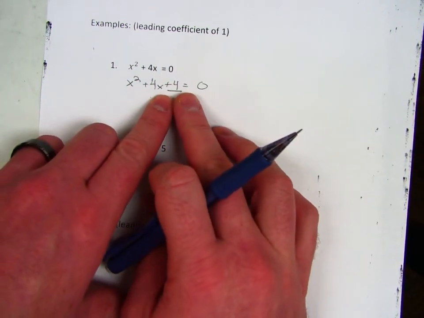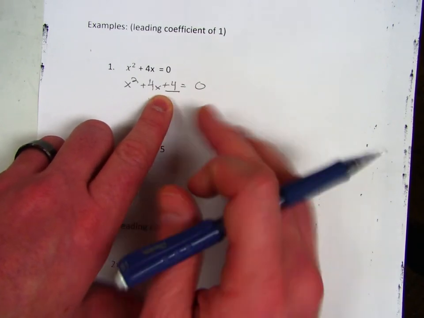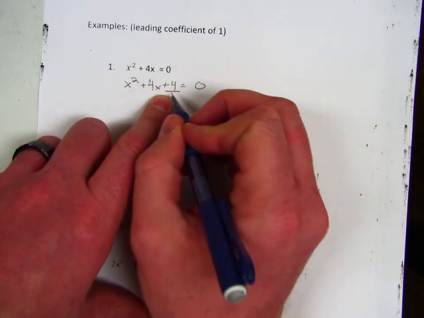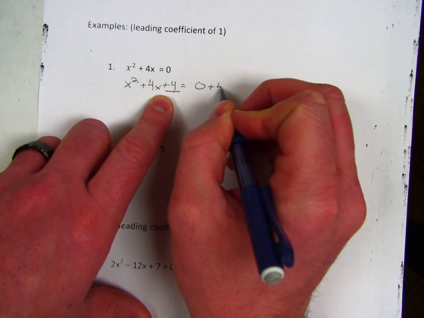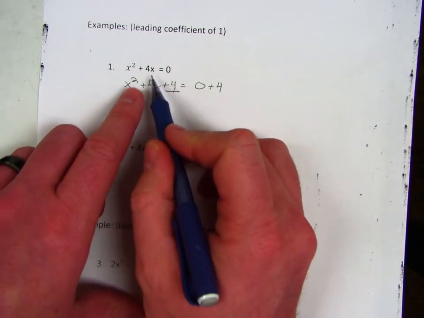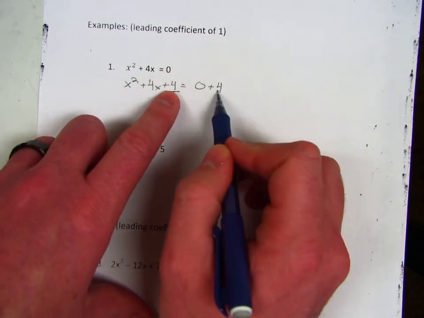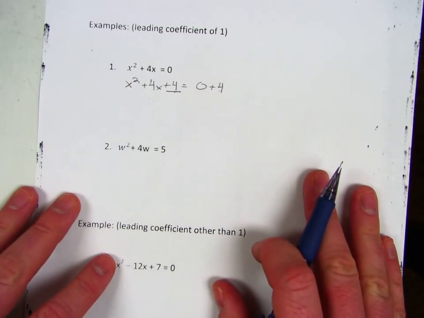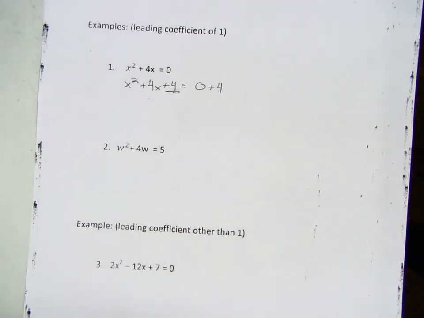Now, we can't just add random numbers to an equation and expect it not to change the value. But I can do anything to one side as long as I also do it to the other. So I found that my c value is 4, so I added it to both sides, and I've still got a good equation. Our next step is to do this.